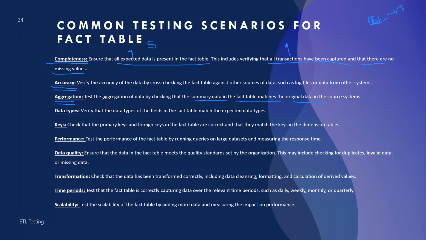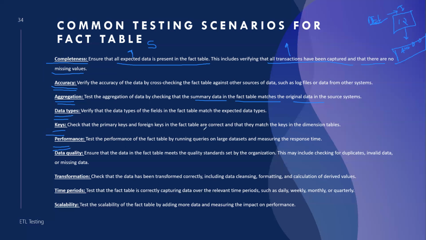So when I say aggregation, if I wanted to see the total number of new customers that came into the system in the last 1 year, and you are getting the result, let's say 4,000 new customers, this number should match with your source. Now, when I say data types, again, it is how you are storing your data in the tables. When I say keys, you need to verify the constraints like primary, foreign, and the relationship among them.